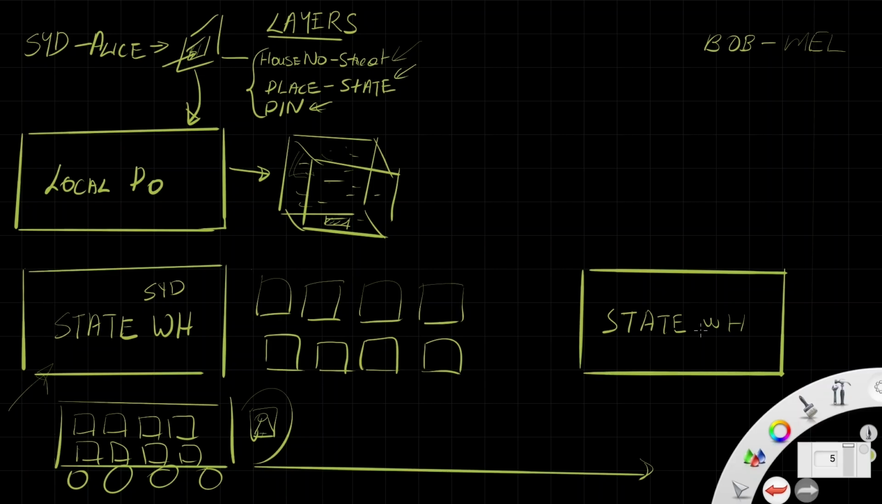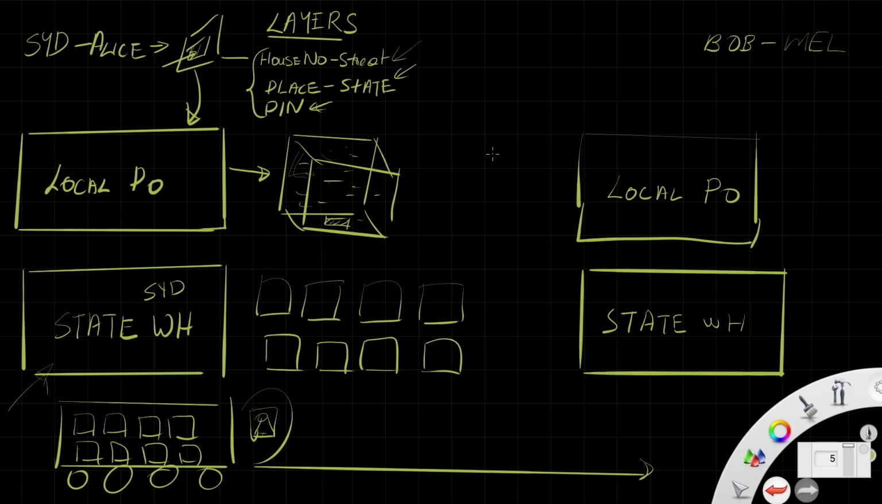I don't think there is a place like that in reality because it'll be too big, but for the sake of discussion we will assume there's a warehouse like that. Now the exact reverse is happening. From the warehouse it'll go to different suburbs or places. So this is the local post office of Bob.